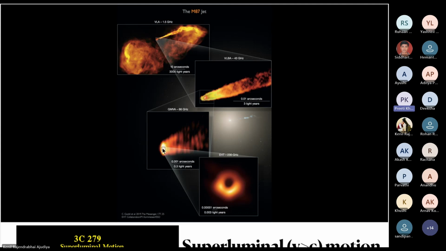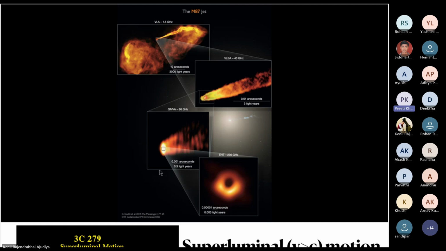You start seeing what is known as jet brightening, edge brightening rather. You can see that the two sides of the jet are brighter, but not so much the center of the jet. So this is also telling you some very interesting physics that is going on in the jets of these sources.